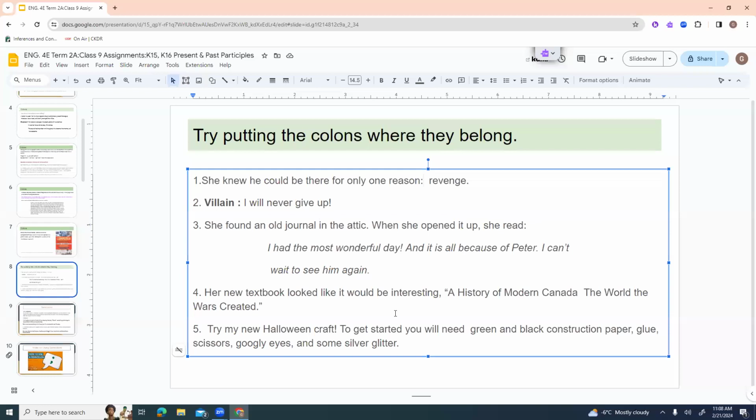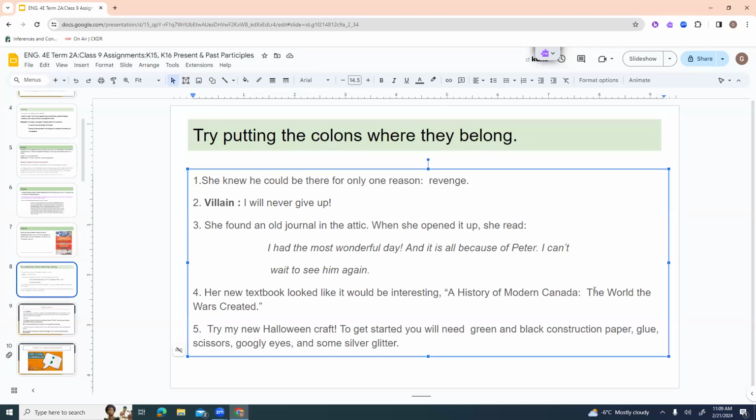Number 4, her new textbook looked like it would be interesting. A History of Modern Canada: The World the Wars Created. There are two parts to that title. A History of Modern Canada is kind of the main one. And then the subheading is The World the Wars Created. So it might be talking about the Civil Wars or it might be talking about the World Wars. We'd have to read it to find out.